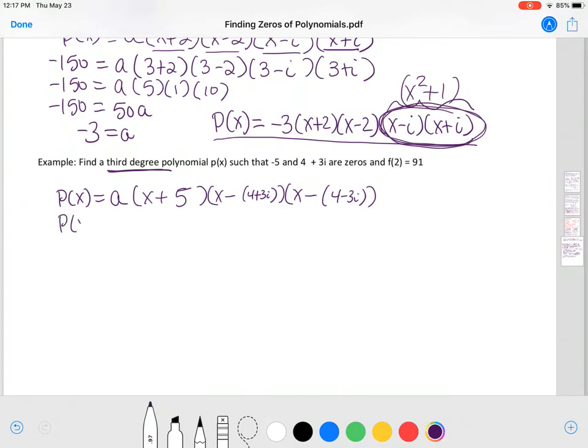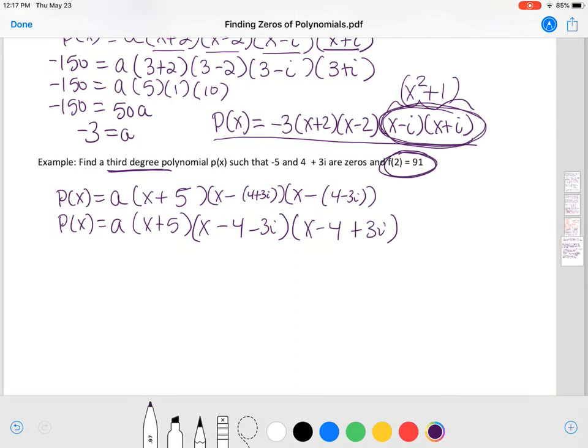Now I can clean this up a little bit because I don't need the double parentheses in there. So x minus 4, and then minus 3i, and then x minus 4, and then plus 3i, because minus a negative 3i gives me a plus 3i. Now I'm going to use the extra point that is given to me to plug in for x and y, and that way I can find my leading coefficient. So I'm going to plug in 91 for y, and I'm going to plug in 2 for all my x's.